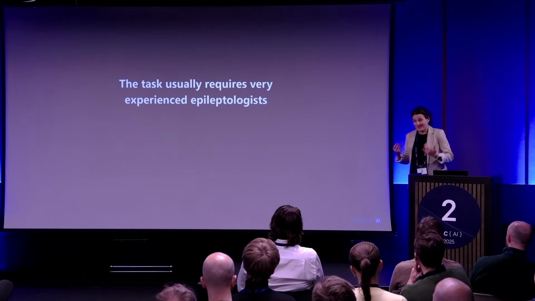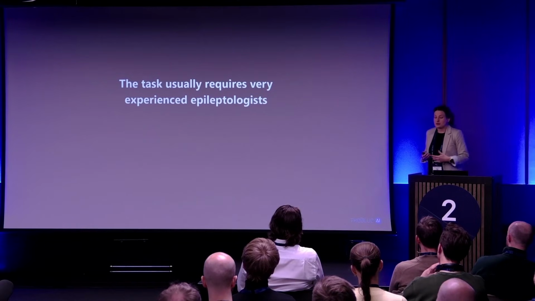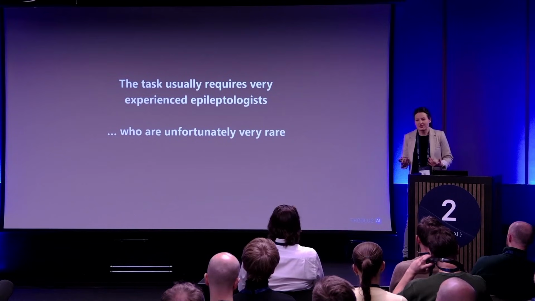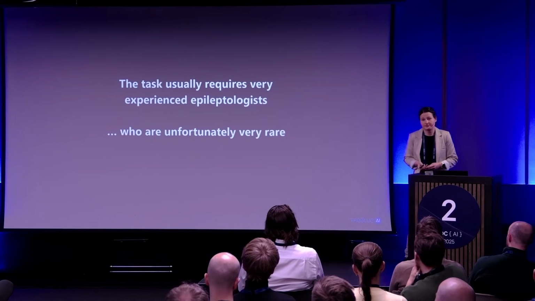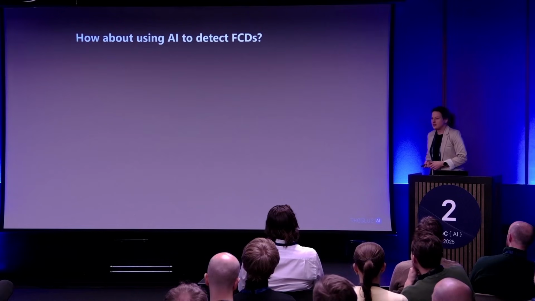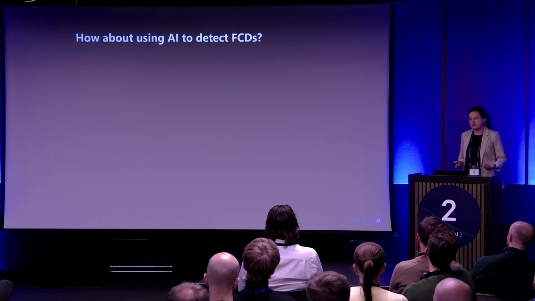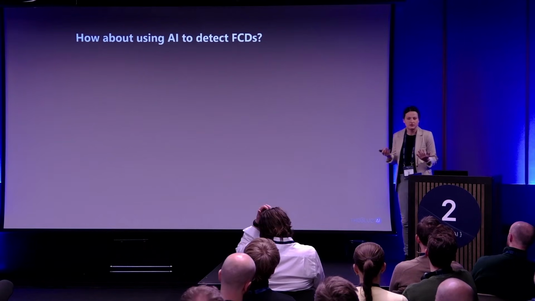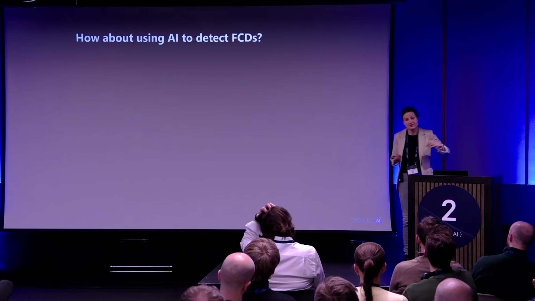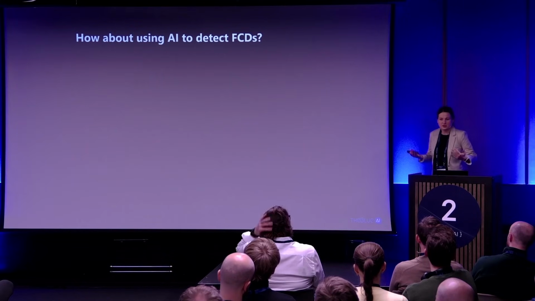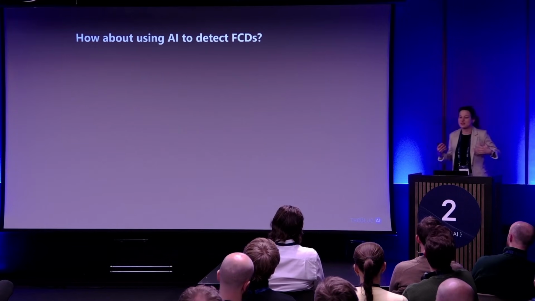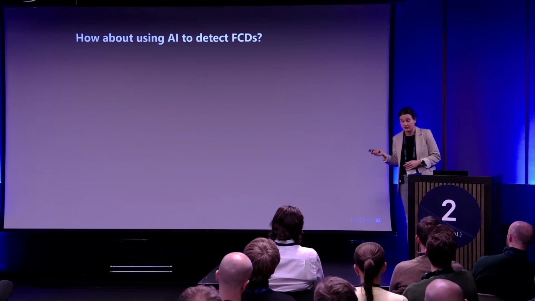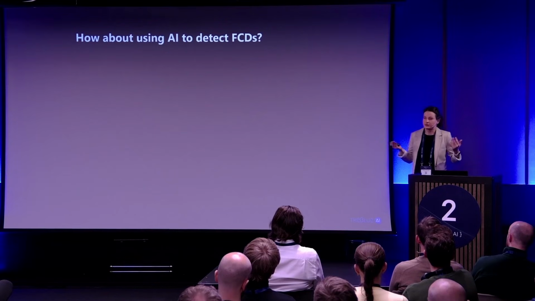So, as we have all seen, this task usually requires really experienced epileptologists, and as with all very niche experts, there are not so many of them. So our idea was, how about using AI for that? I mean, if you think about it, what is machine learning for? For detecting subtle patterns in the data, and also to make access to it more democratized, so that non-experts can also use the model to recognize specific features. Sounds like a perfect hit, right?